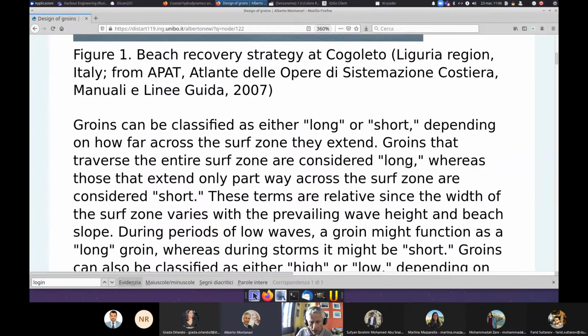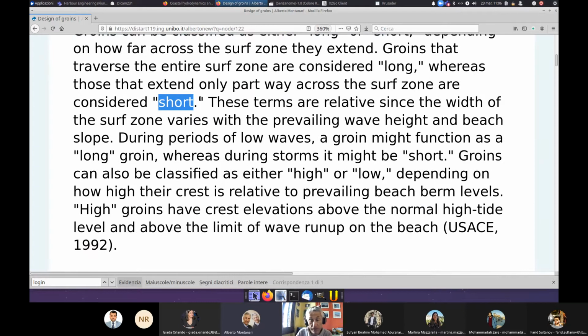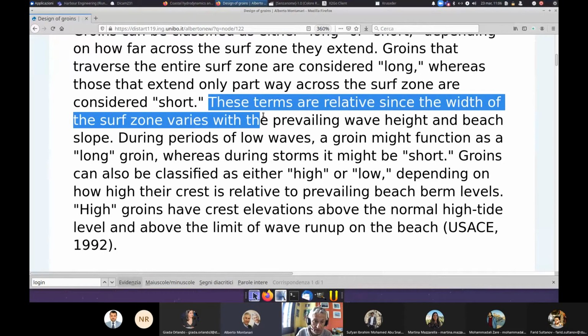Now, so long groins cover the whole surf zone. Short groins go only part way across the surf zone. Now, it's clear that these terms are relative because the width of the surf zone varies with the prevailing wave height, varies with the season, etc. But there is to say that usually we have a definition of the average surf zone that can give you an idea.